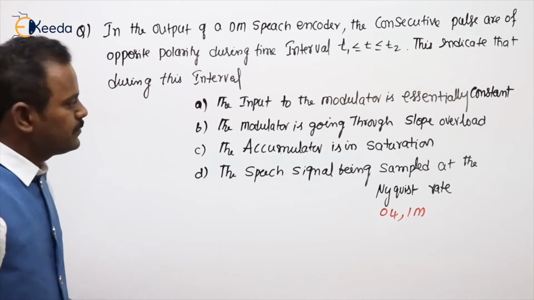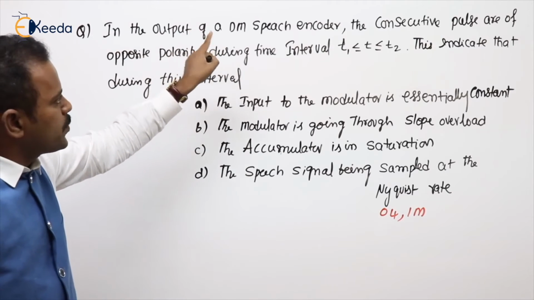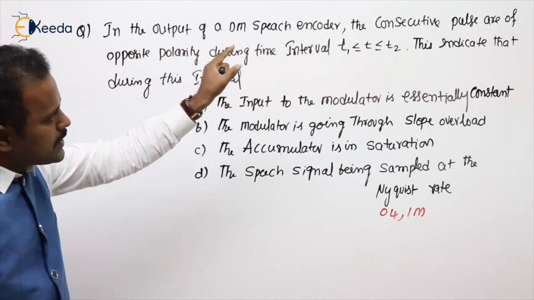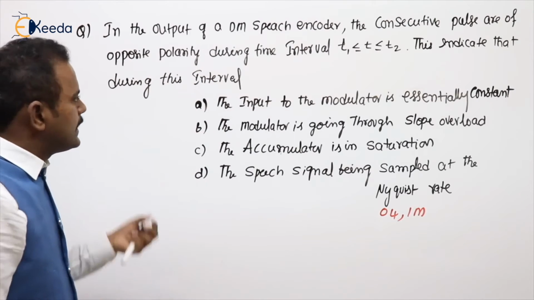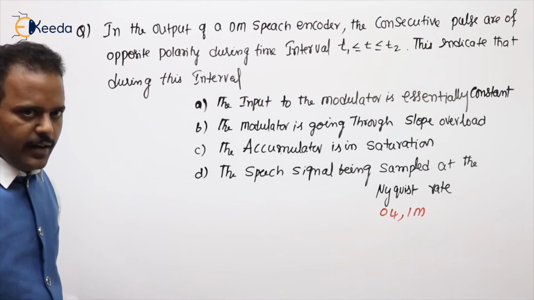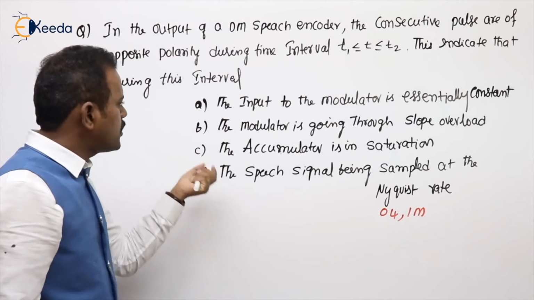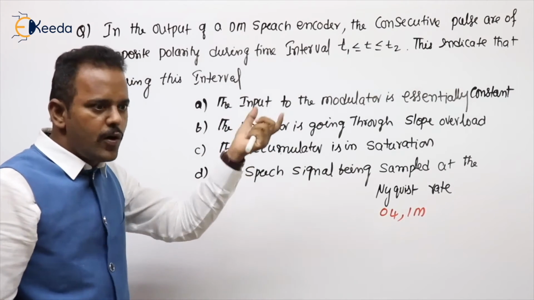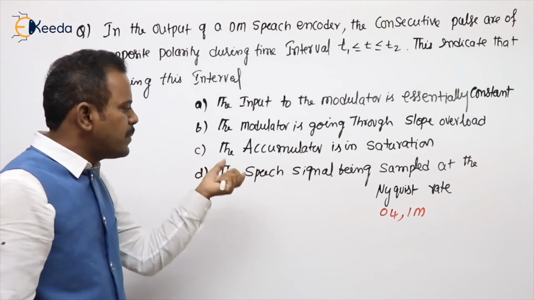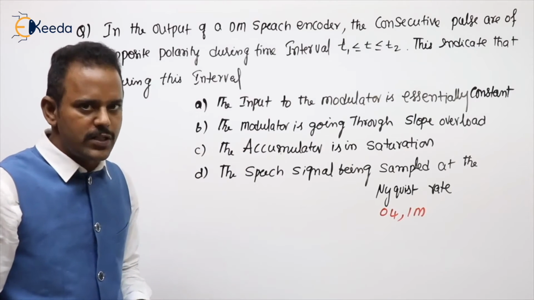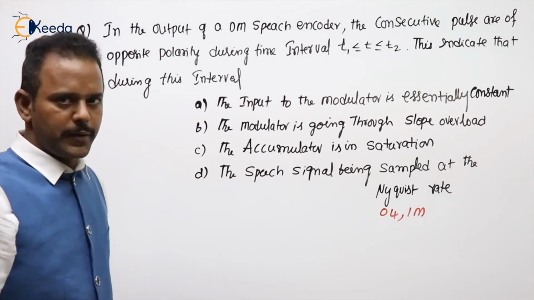See the next problem. In the output of a DM, a delta modulator speech encoder, the consecutive pulses are of opposite polarity during the interval T1 to T2. This indicates that during that interval, option A, the input to the modulator is essentially constant. Option B, the modulator is going through slope overload. Option C, the accumulator is in saturation. Option D, the speech signal is being sampled at the Nyquist rate. This was given in the GATE 2004 examination for 1 mark.